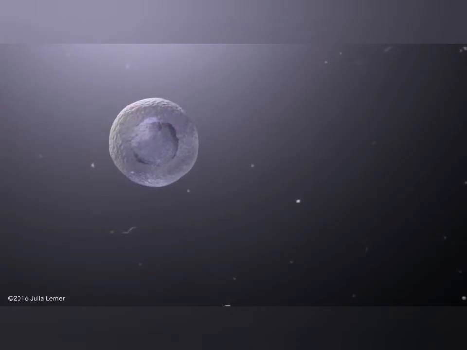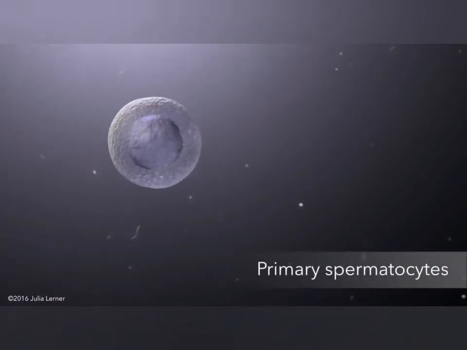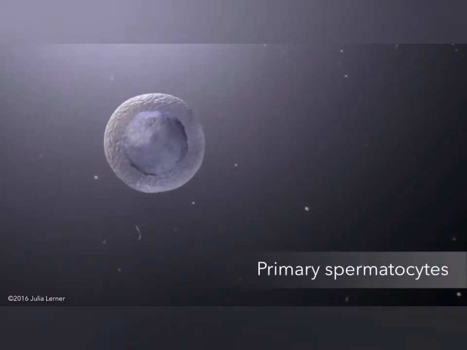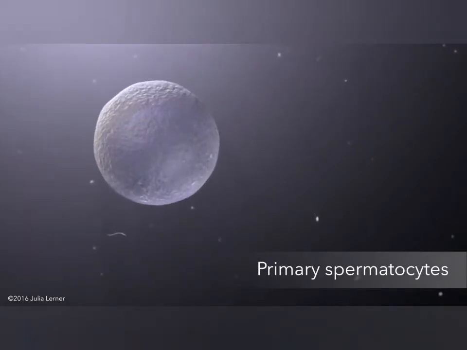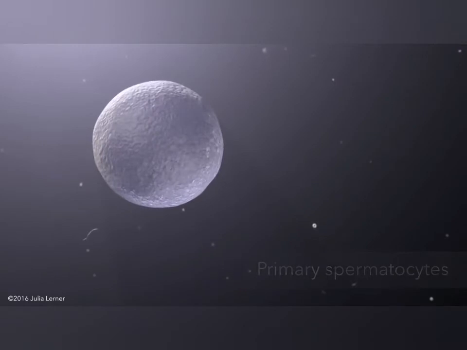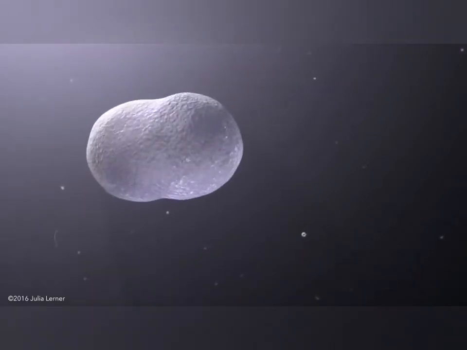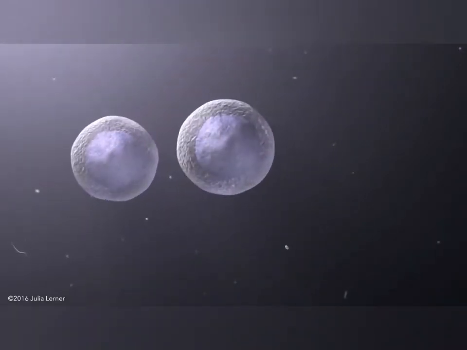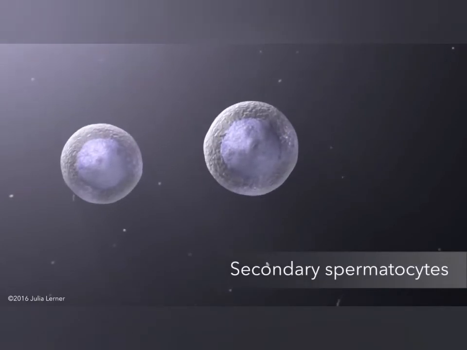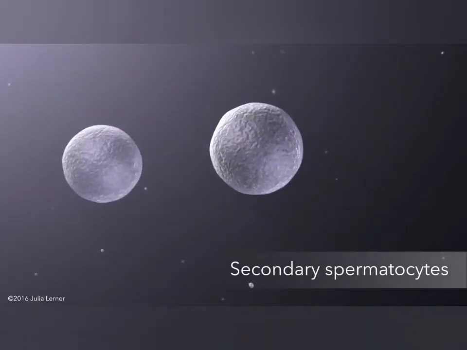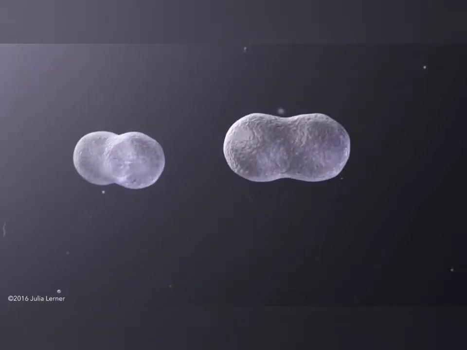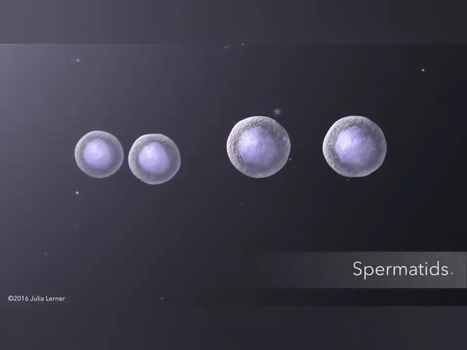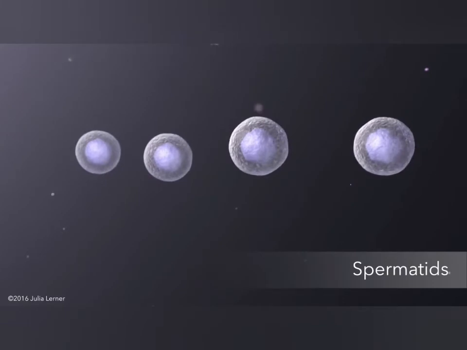The cells grow gradually into primary spermatocytes, preparing to divide into cells half their size. Each of these primary spermatocytes undergoes a first meiotic division, forming two smaller haploid cells known as secondary spermatocytes. These secondary spermatocytes divide once more, giving rise to four haploid cells called spermatids, containing exactly half of the father's genetic material.